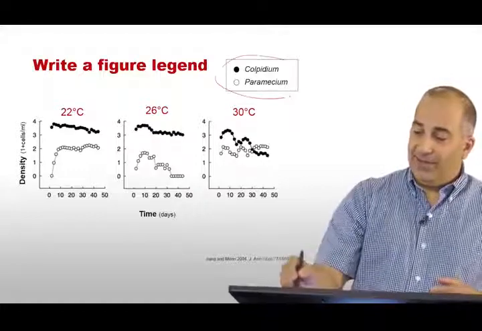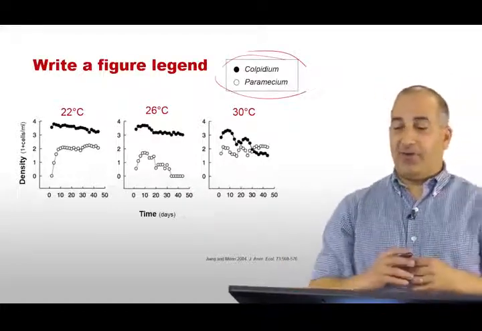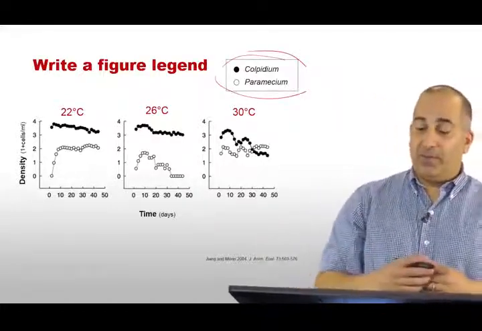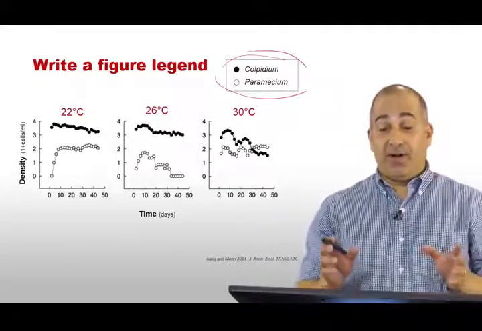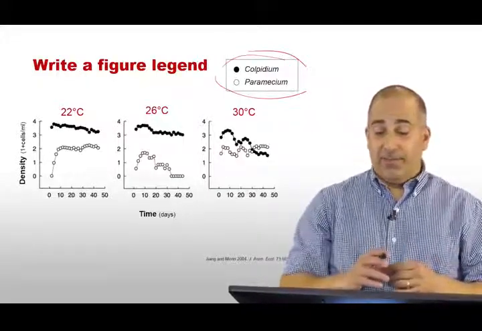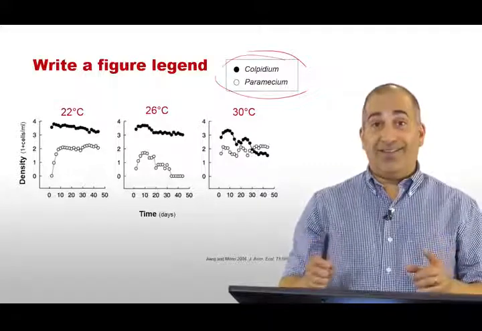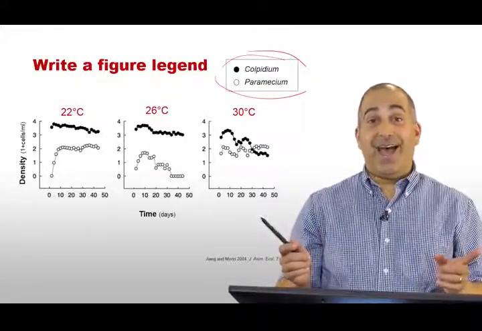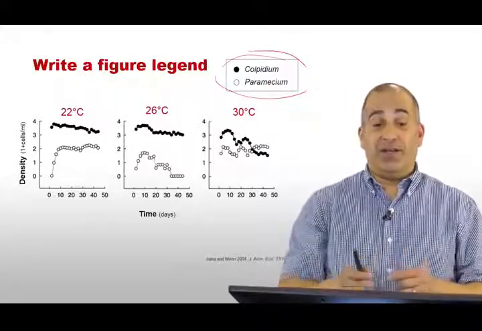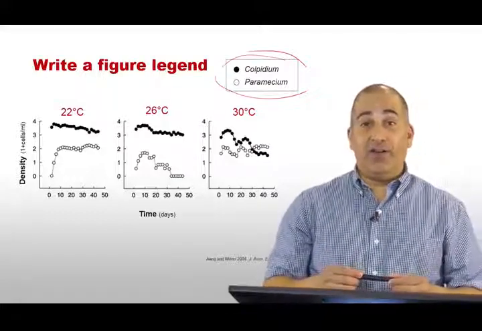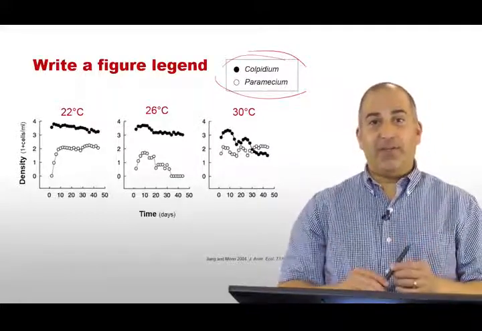Remember, the legend here shows you that the black dots are for coppidium, the open dots are for paramecium. We predicted paramecium was most likely to persist at the extremes and least likely to persist in the middle. Now take a minute or two and write a figure legend and tell me, if that prediction was upheld.